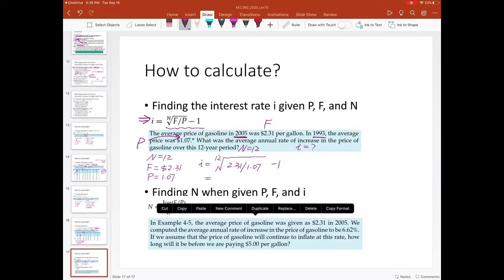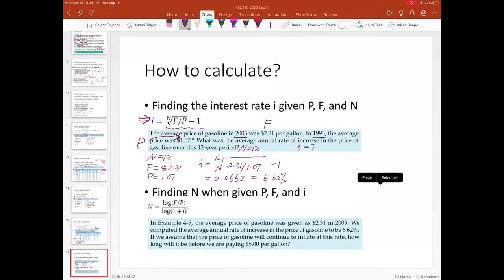And if you calculate this, the answer is 0.0662. So if you write it as a percentage, it will be 6.62%. That's your interest rate. Okay, so just use the equation, and the key is to find out these values correctly.